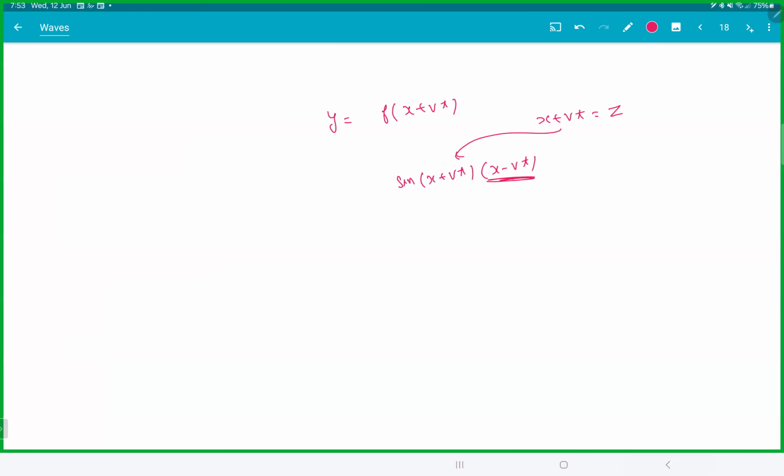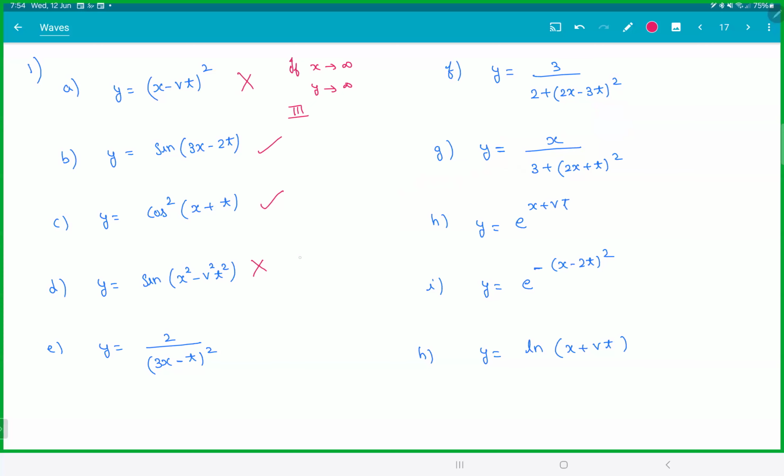I hope you're getting it. Sine AB, there is no formula there. It's not sine A plus B. Getting it? So this is gone. This doesn't satisfy the first condition only. First is gone, so second is also gone. It should be either x plus vt or x minus vt. You can't have both. Third is also gone. It is an unbounded function, goes to infinity.